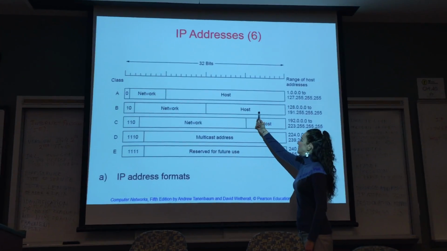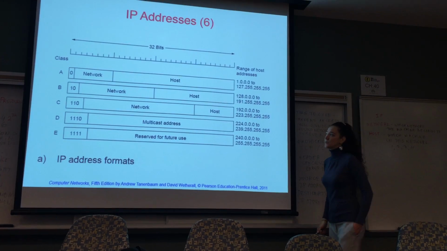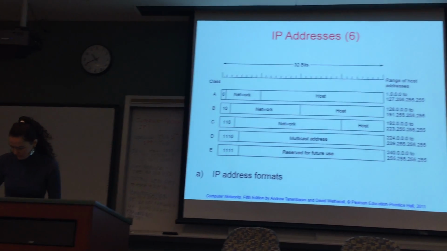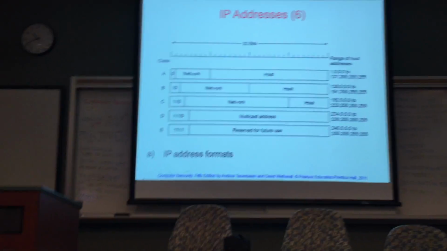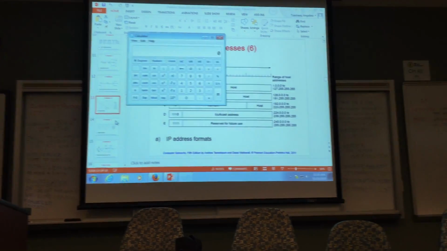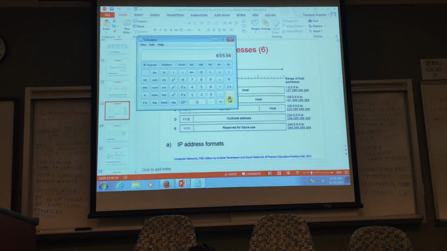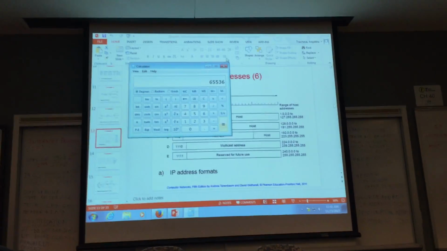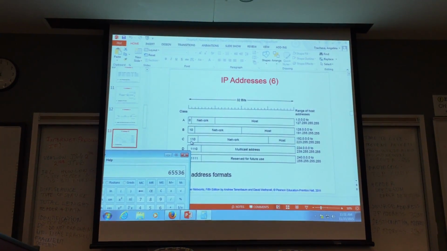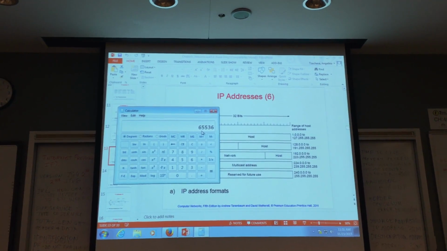Class B has 16 bits. That's 2 to the power of 16. How many hosts is that? 65,536 minus these 3 bits here, because these are reserved. Anyway, that's close to 65,000.